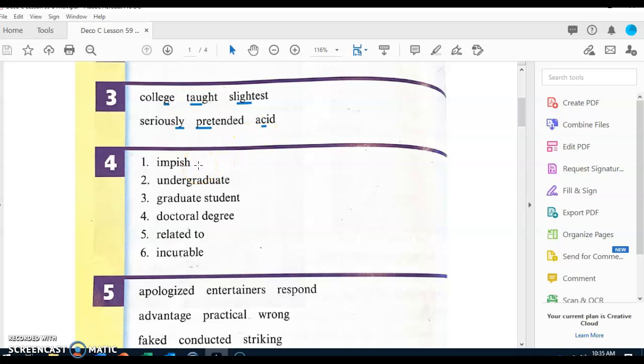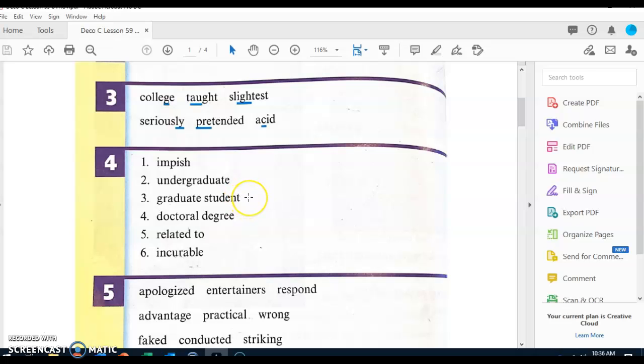Let's go ahead and look at part 4. We're going to talk about what those words mean. Number 1, impish. Impish means full of mischief. Now touch word number 2. What word? Undergraduate. An undergraduate is a student who is studying for a regular college degree.